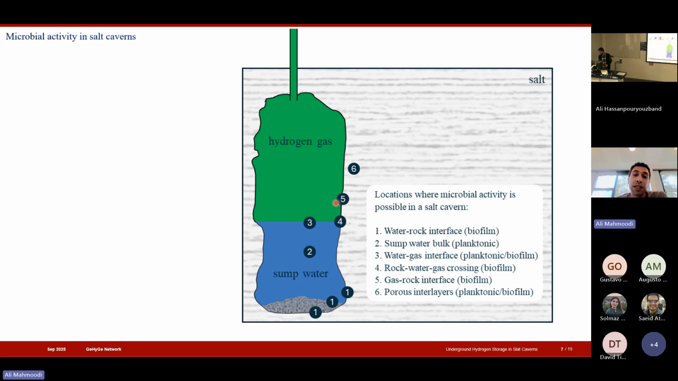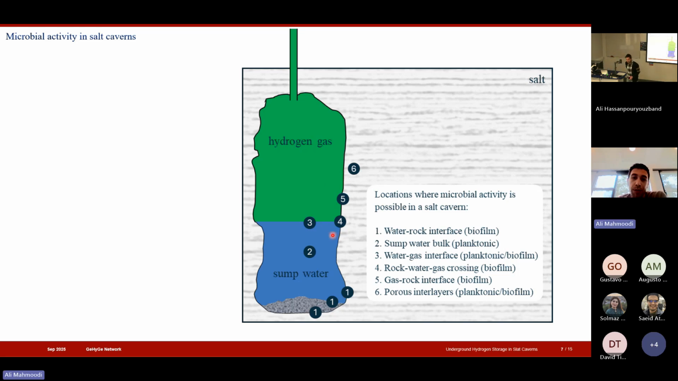Well, what is basically the limiting factor is expected to be water here, but we will talk about it a little bit more. And also there are microfractures or micropermeable layers that intersect the salt cavern, and well, microbes can grow in that porous media close to the cavern.